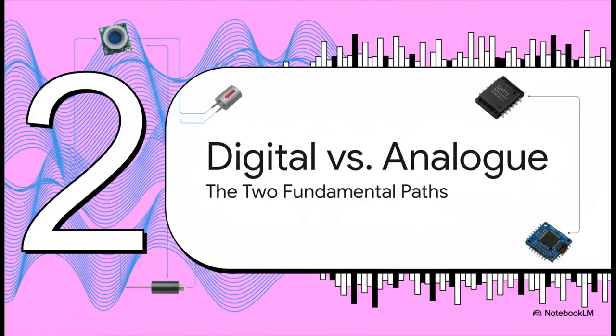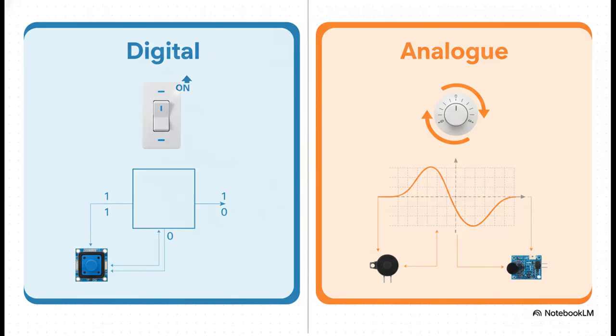Right, so once a sensor has something to say, that signal has to go down one of two fundamental paths. It's either going to be digital or it's going to be analog. And understanding this fork in the road is, without a doubt, the most important first step to working with any sensor out there. On one side, you've got digital sensors.